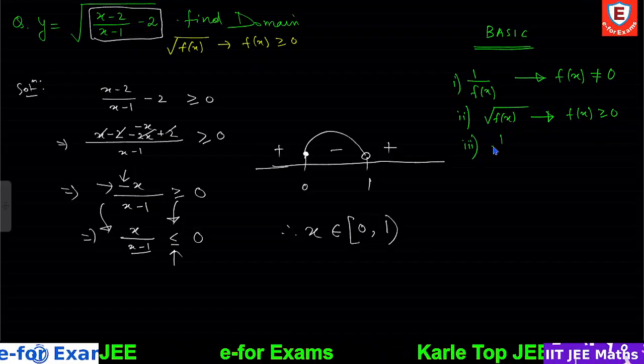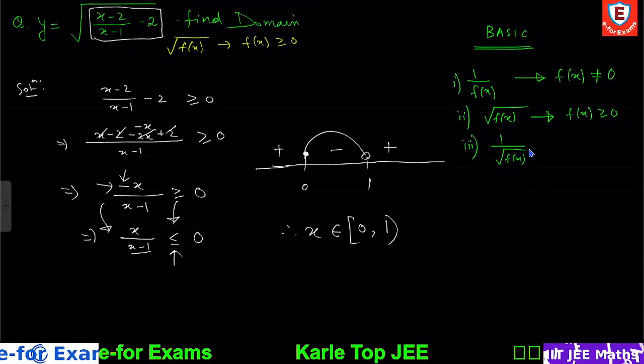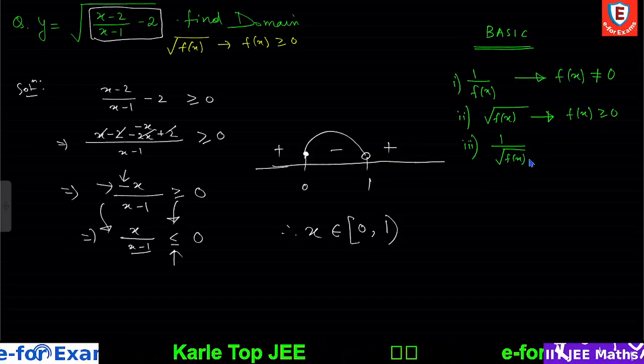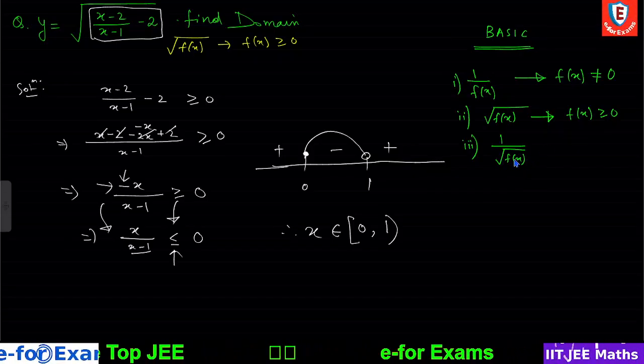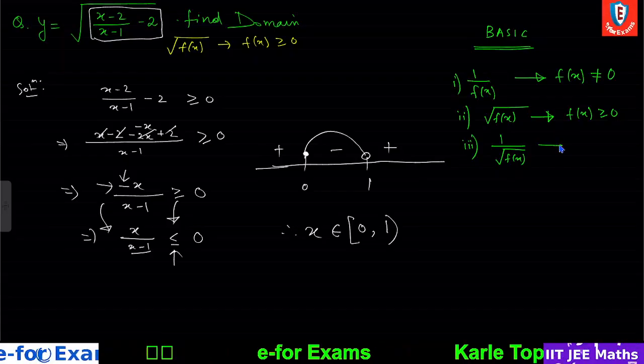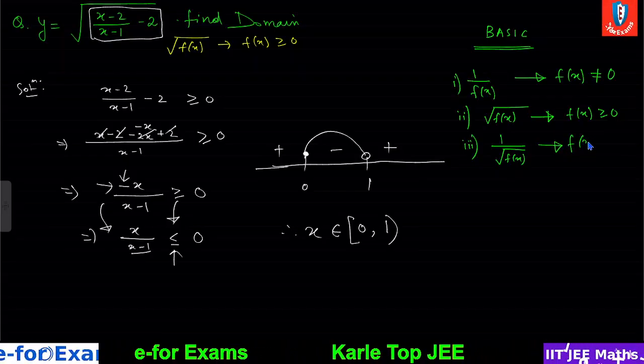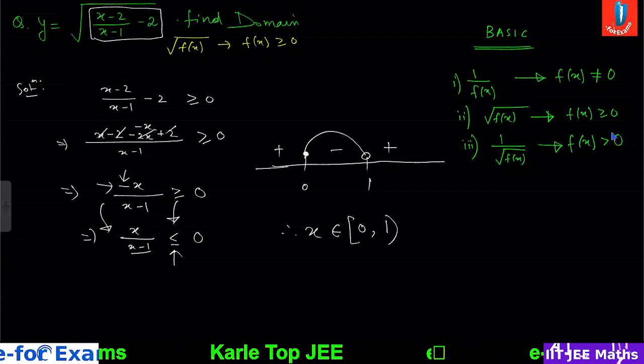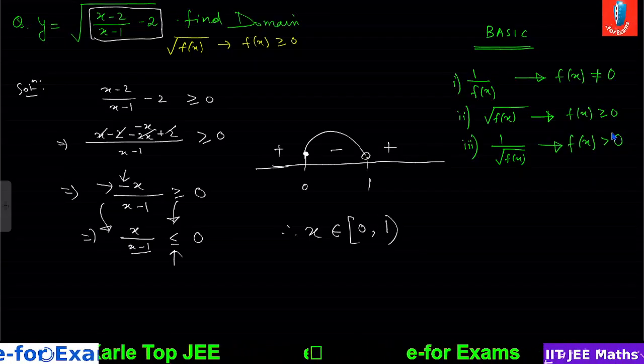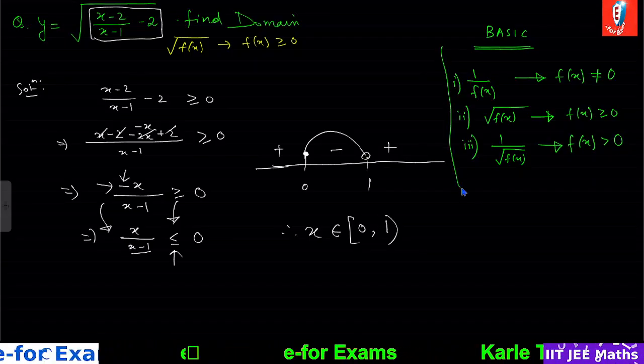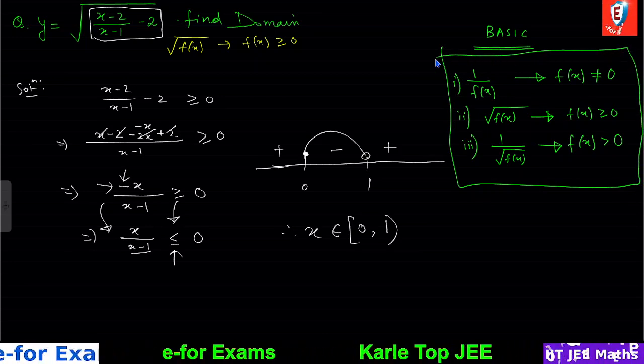Number 3: 1 upon root over f of x. Root over f of x must be greater than or equal to 0. But here again it is in the denominator, so it will not be equal to 0. So f of x will be greater than 0, that means positive only. Got it? This is important. Remember this.